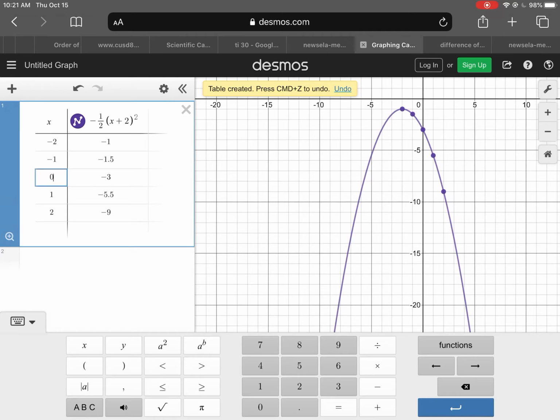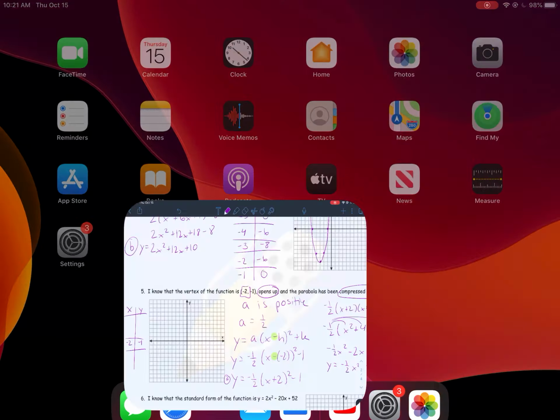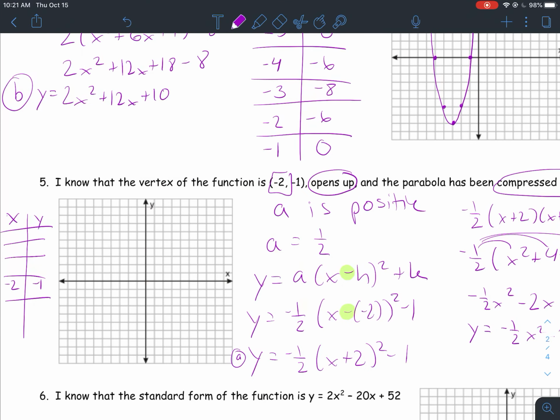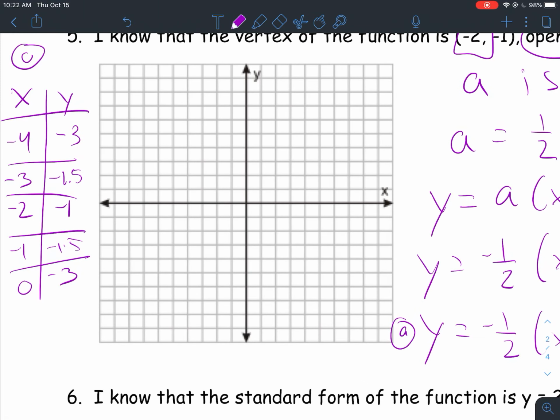Since our vertex started at −2, we're going to make that our center point here. And then we've got −3, −4, and then −1 and 0. All right. So we got −3, −0.5, −1.5, −3. And this was for −1 and 0, −3, −4. This would be our answer to C.